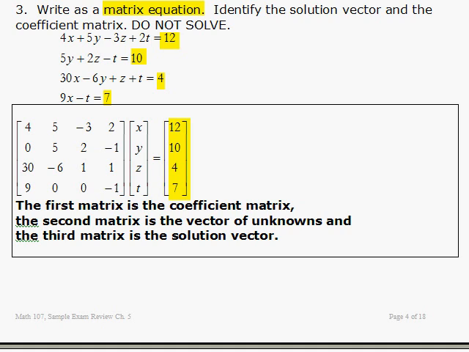Okay. And now we're back to working on the coefficient matrix. The coefficients are the numbers multiplying the variables. So here's your 4, a 5, a minus 3, and a 2, and those make up the first row. In this case, there is no x term, so you have to put a 0, and then the 5, 2, and then minus means minus 1. The next row is 30, minus 6, 1, and 1. If nothing's there, remember that is a 1. It's the old invisible 1.